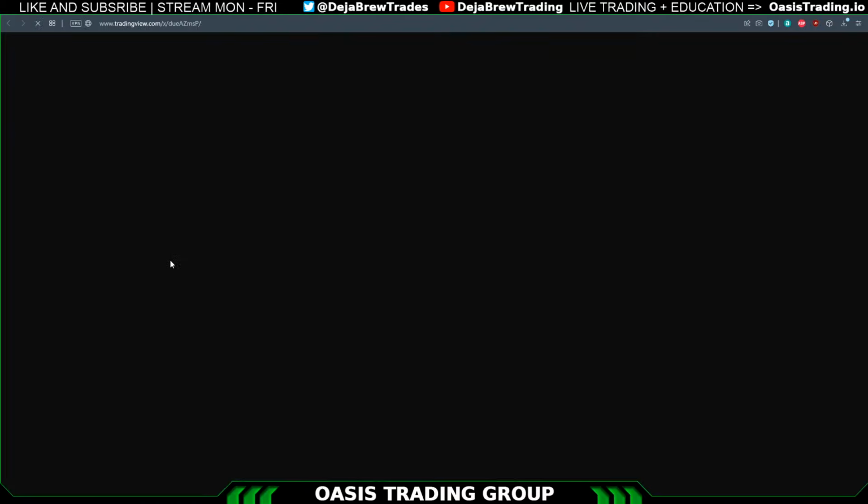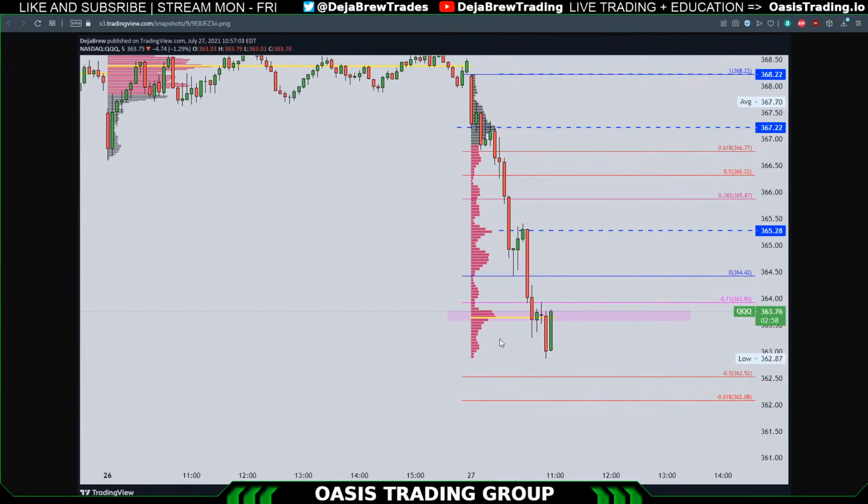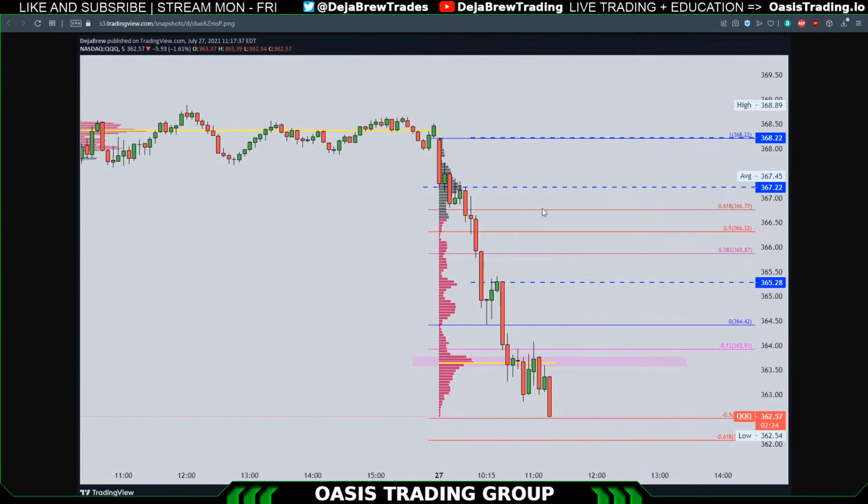Okay, so let's move on with Qs. So Qs, we had the POC shift down, right? You tried to recover the POC, but then look at what happened. You failed the POC, you started trading below that support node, and then you hit our first target. So there's our first bearish target.